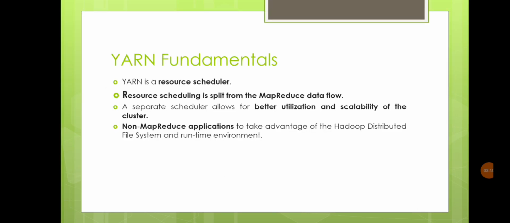Fundamentals of Yarn. Yarn is a resource scheduler. For resource scheduling, it splits the resource management from the MapReduce data flow, and a separate scheduler allows for better utilization and scalability of the cluster. It supports non-MapReduce applications, which are different from MapReduce applications. It takes advantage of the Hadoop distributed file system and a runtime environment.